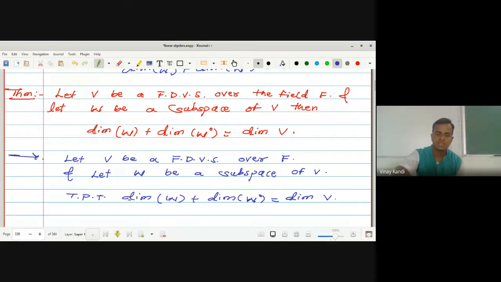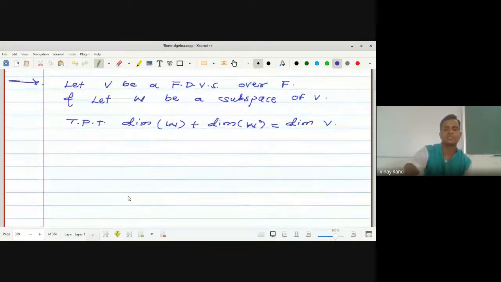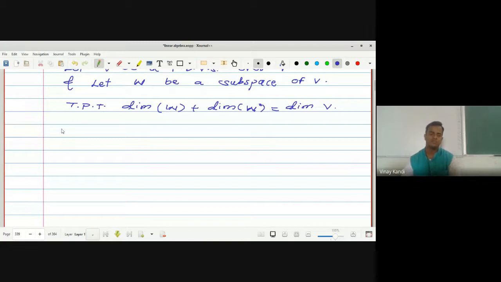Okay, there are three cases. In this proof, what happens if W is equal to singleton 0? Case number one: let capital W be equal to singleton 0.